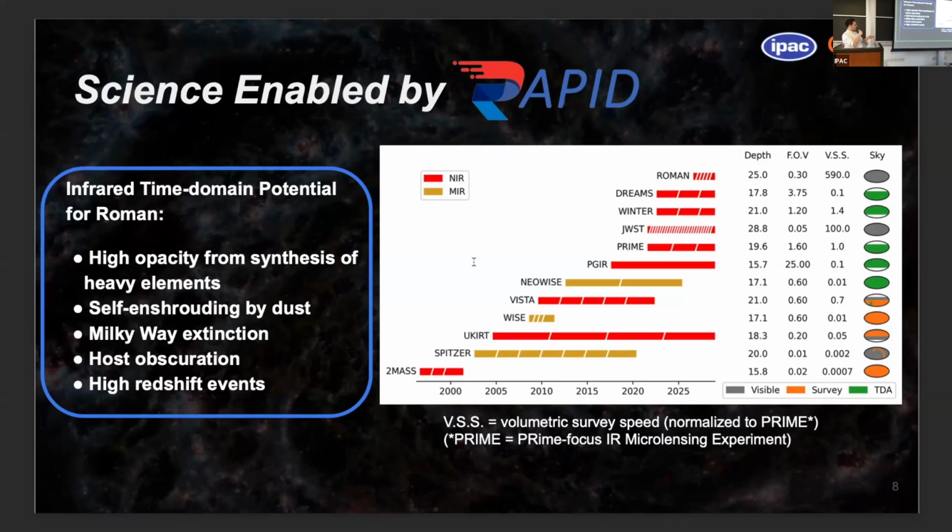And so what this graph is showing you here is just comparing Roman at the top here. In one metric, you might choose to measure time domain potential in, which is volumetric survey speed. So, it's a combination of the field of view and the survey speed of the instrument to cover area on the sky, but also its depth. So, the 3D volume that you're able to probe. And Roman is a pretty spectacular instrument in terms of this particular metric.